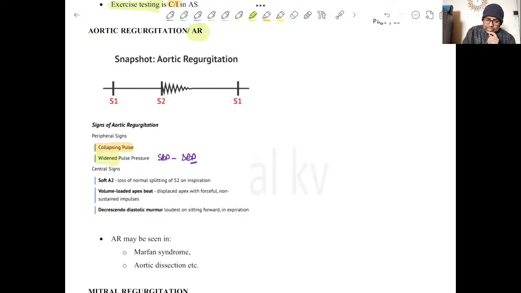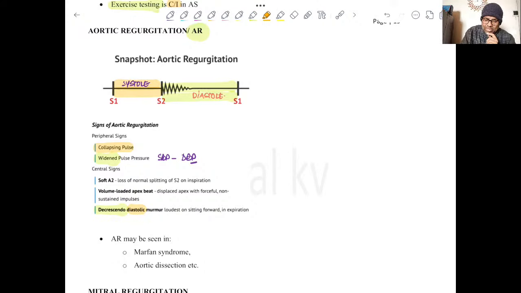It means the difference between the systolic blood pressure and the diastolic blood pressure is more. And what else can we see here? Now this phase is diastole. Okay, this is all diastole. This is systole, between S1 and S2. Clear? And this phase is diastole. So what can we see? We can see a diastolic murmur. So there is a decrescendo diastolic murmur.